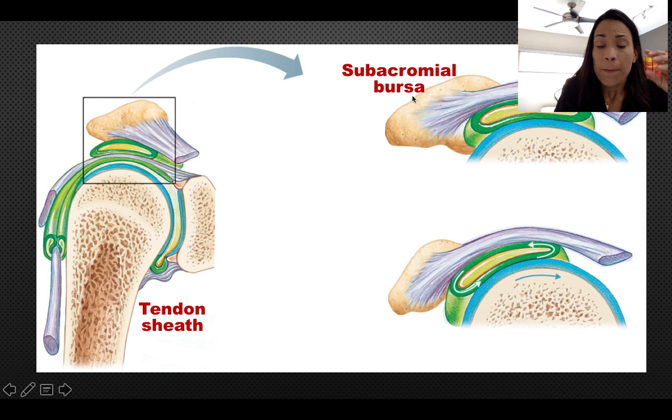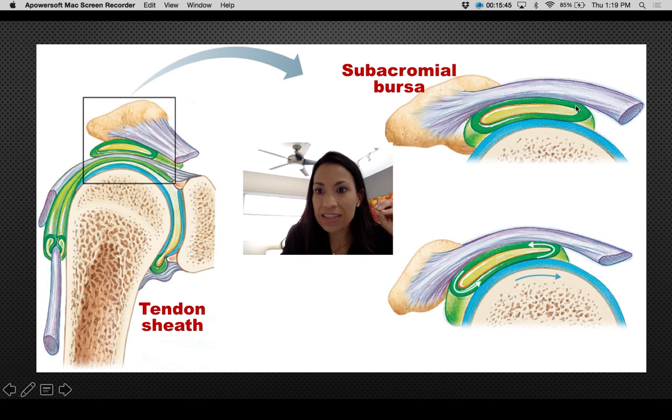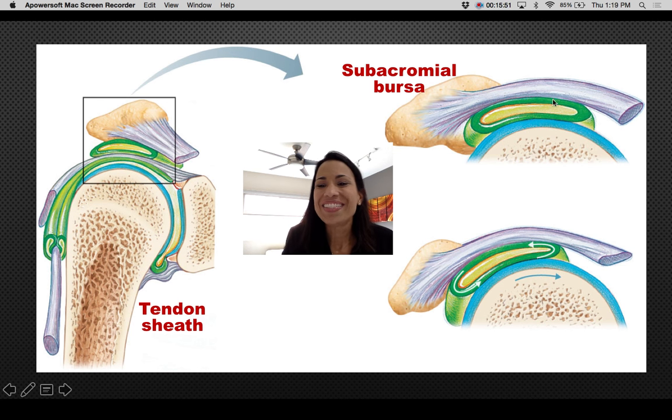So bursae are little sacs, I'm covering here. Let me put this here. Okay, these are the sacs that you can see in here. Am I pointing correctly? In there? So synovial sacs, little water balloons that you're going to place in between something that might cause friction during the joint movement.